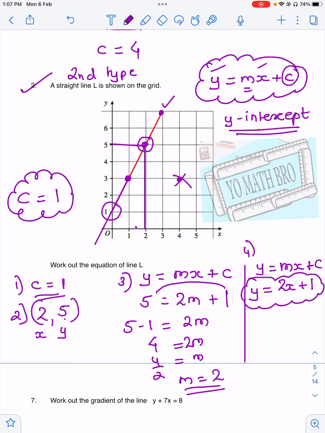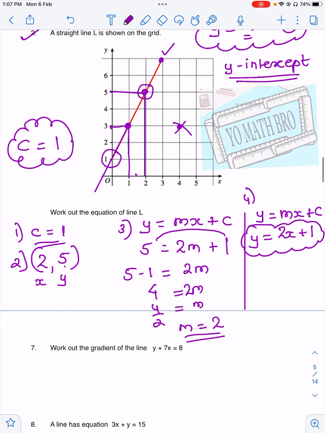I took the point (2, 5), but now I am taking (1, 3). I am taking a new point just to confirm my answer. Whatever equation I have got, I will substitute into it. This is my point A, (1, 3), where I will substitute only the value of x. If I take x as 1 and substitute it in the equation, I should get y as 3. If I get y as 3, that means my equation is correct.